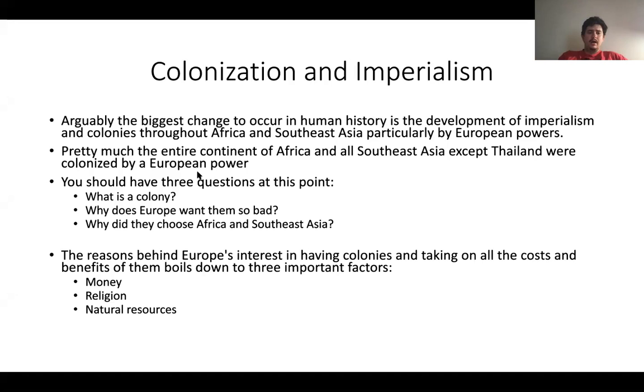And honestly, at this point, you should have three questions. What is a colony? Why did Europe want colonies so badly? And why did they focus their attention on Africa and Southeast Asia? And ultimately, it comes down to three things: money, religion, and natural resources. Those are the three things that really drove Europe to establish colonies.